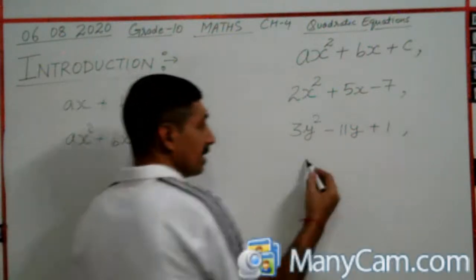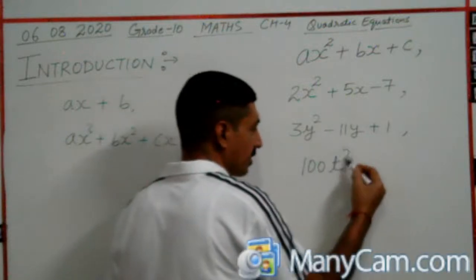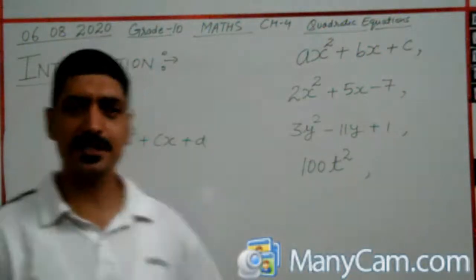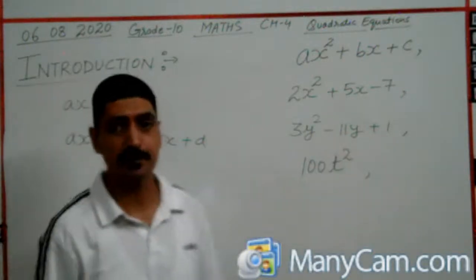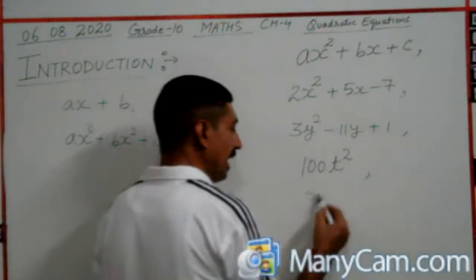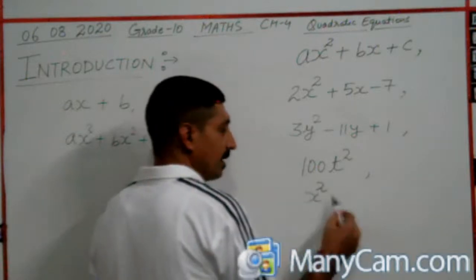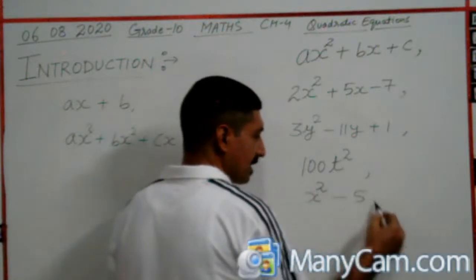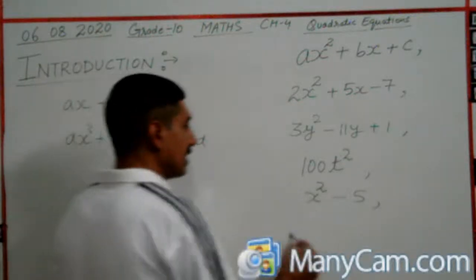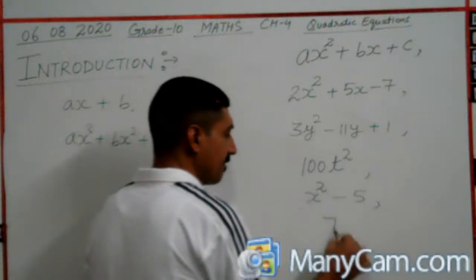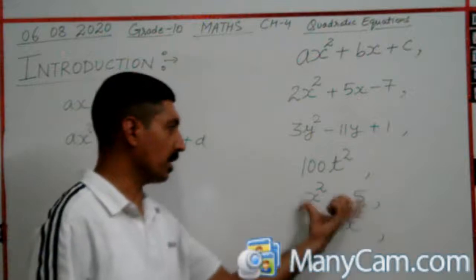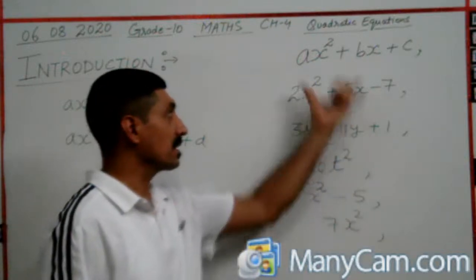Even we have 100t square. This is a quadratic polynomial, because the highest degree of the variable is 2 here. Similarly, we have a variable x and it is x square minus 5. This is a quadratic polynomial. Even if we have a simple 7x square, this is a quadratic polynomial. The number of terms can be 1, 2, or 3.